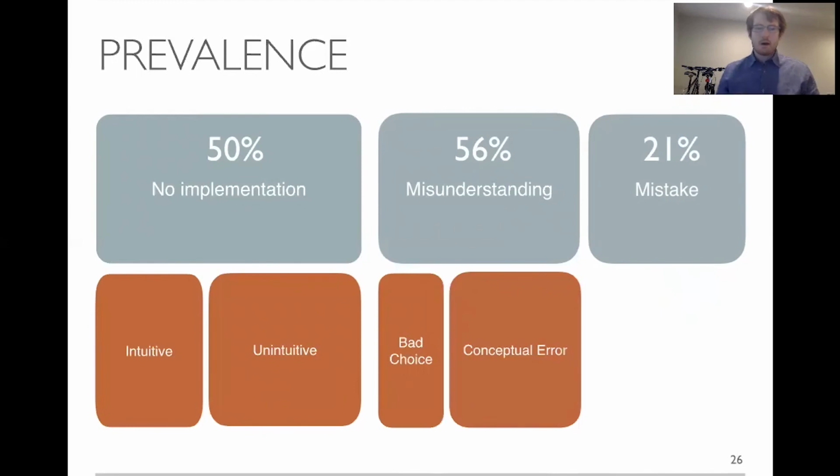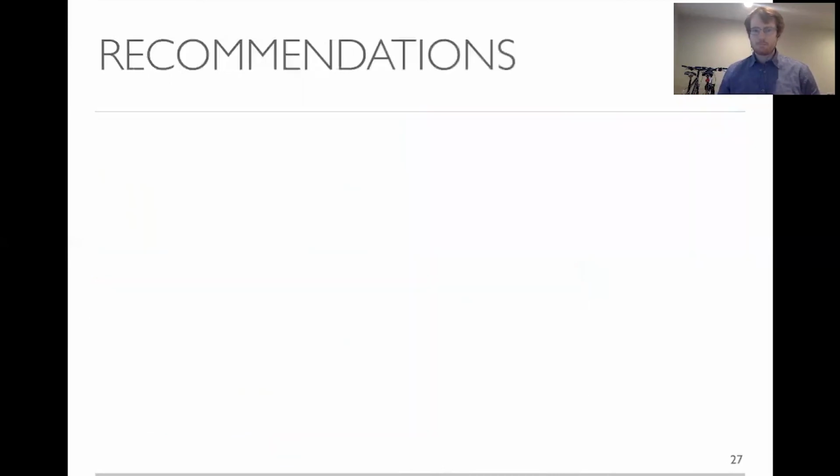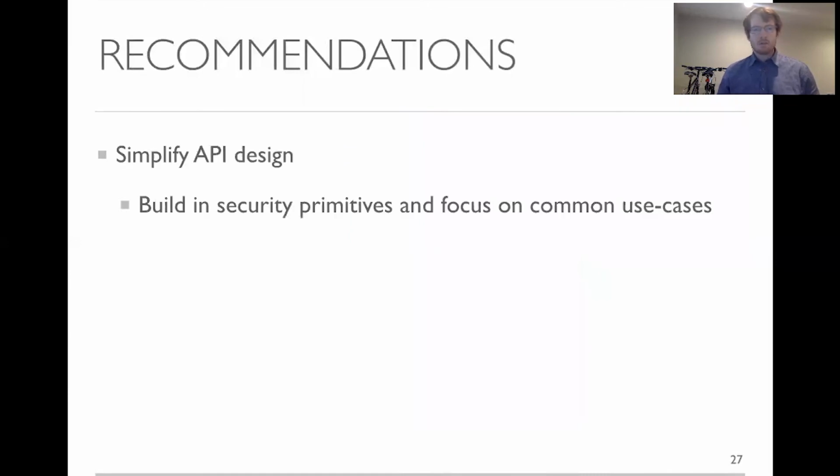Now, looking at the other subclasses, we found that the teams, in most cases, were able to identify the intuitive mitigations that were necessary, but not all of the unintuitive ones, and that they, in most cases, picked a reasonable algorithm, but made some mistake in its implementation. So for recommendations, we recommend that API design be simplified as much as possible, building in the security primitives for common use cases, because participants are able to identify basic security mitigations they need, but they might not know all the requirements.